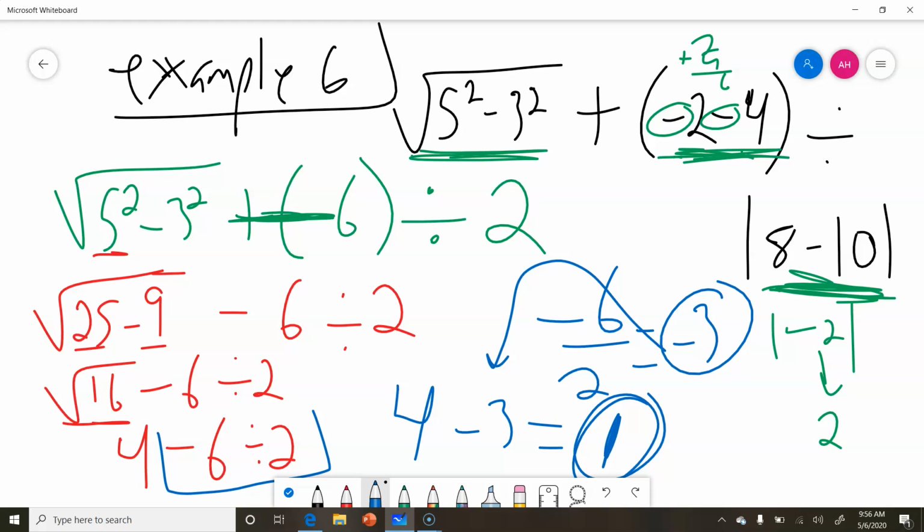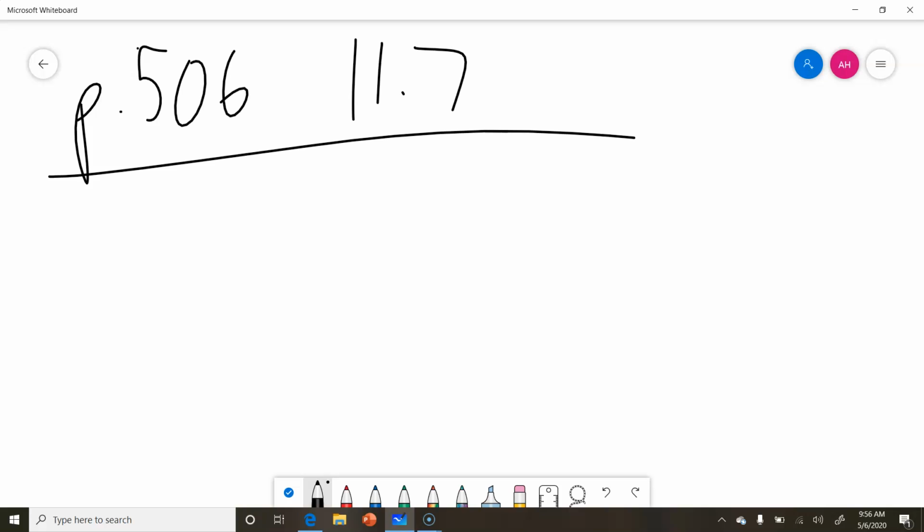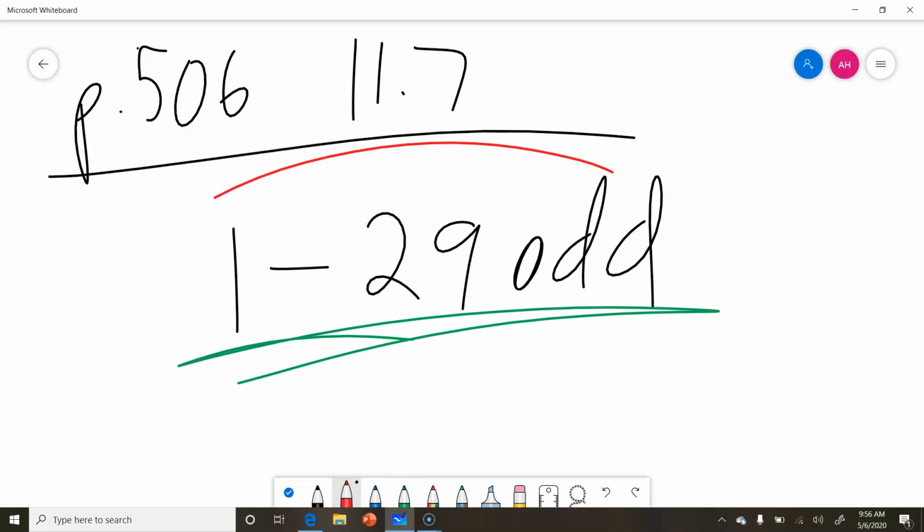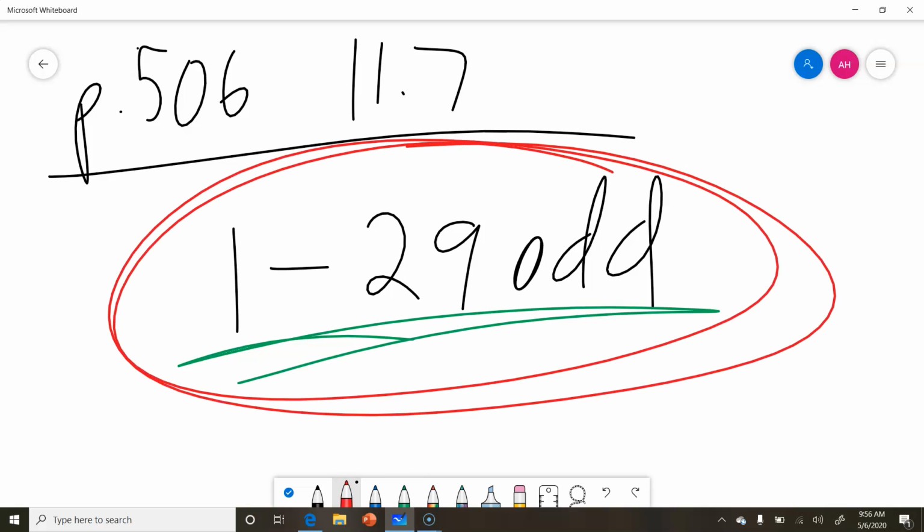So that's how you do all of the homework. So it's just plugging the numbers in and doing one step at a time, okay? So the first few here are going to be true, false. So you're going to say if the left side is equal to the right side. So this is page 506. This is 11.7. And we are going to be doing here 1 through 29 odd. Okay? 1 through 29 odd. That's our homework due on Monday.